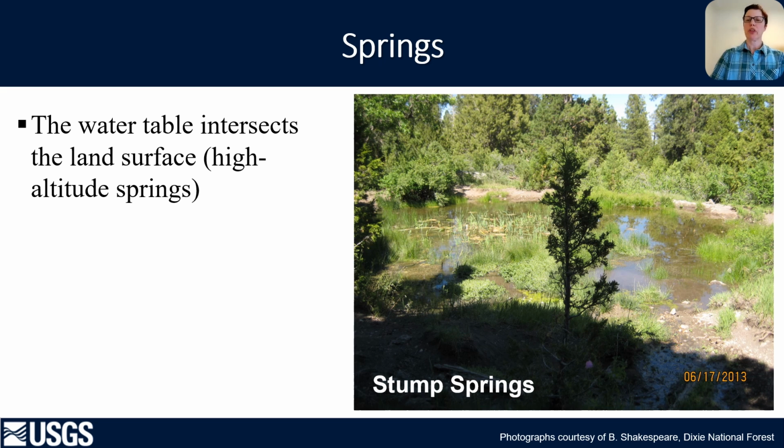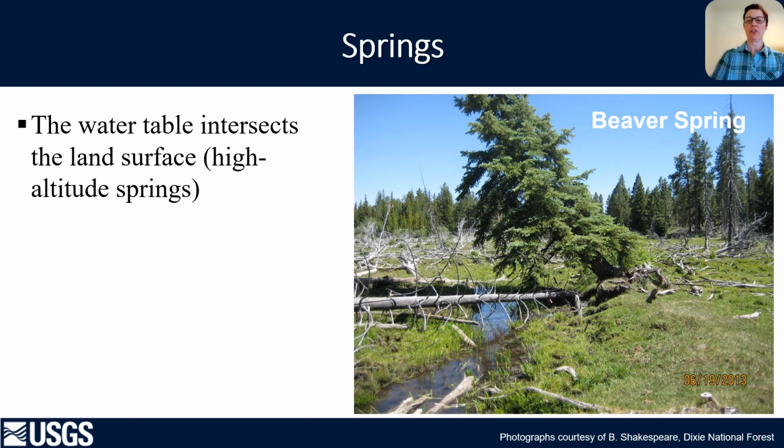Springs form in one of two ways within the watershed. The first is where the water table intersects the land surface. In general, this occurs at high altitudes within the watershed. Examples of these types of springs are Stump Springs and Beaver Spring.